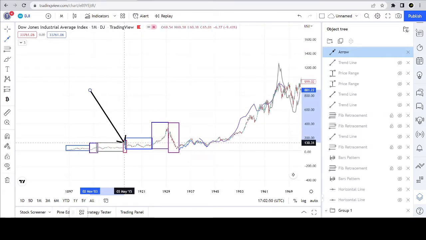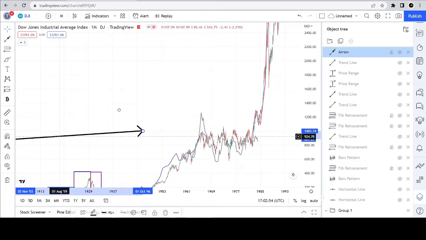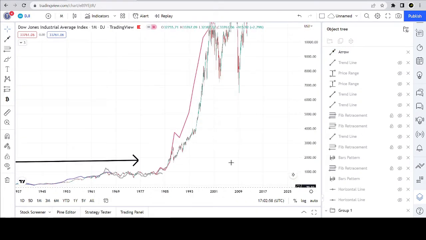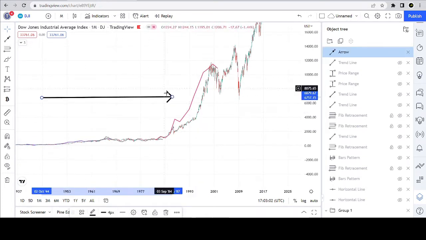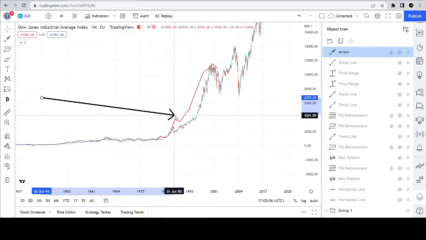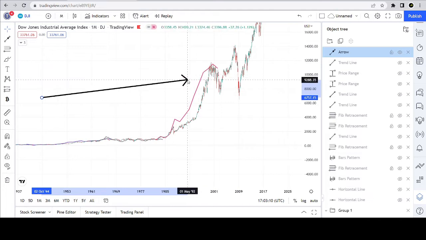Okay, so the next one was this red one right here where it moves up. Now here we're going to have to zoom way out because it really moved up here. As you can see, it moved up quite a bit compared to the last one, but once again, it's doing the right thing at the right place. It's moving up when it should in the correct sequence. Let's try the next one.